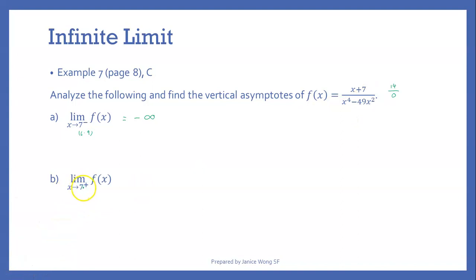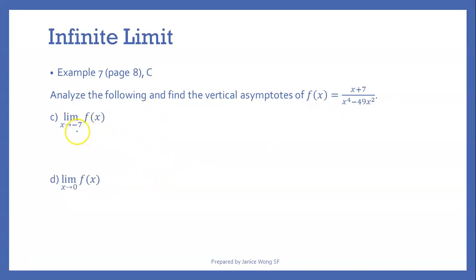Next, for part B, when we substitute 7, we also get 14 over 0. So the answer must be related to infinite limit, either positive or negative infinity for a one-sided limit. Now we need to check the sign by taking 7.1 as a representative. 7.1 plus 7 is 14.1, a positive value. 7.1 to the power of 4 minus 49 times 7.1 to the power of 2. Using a calculator, the value will be of positive sign. So positive over positive is a positive value, so the limit is positive infinity. 1 mark each.